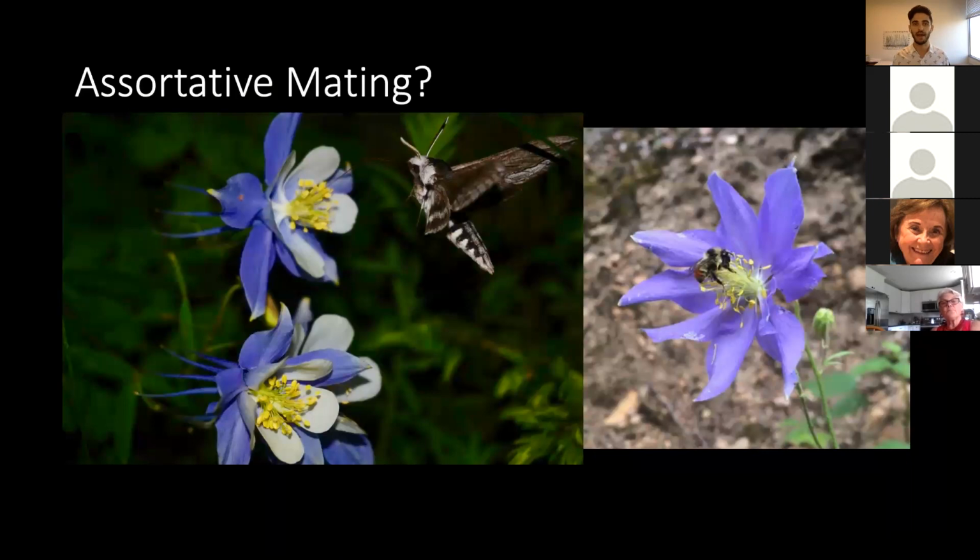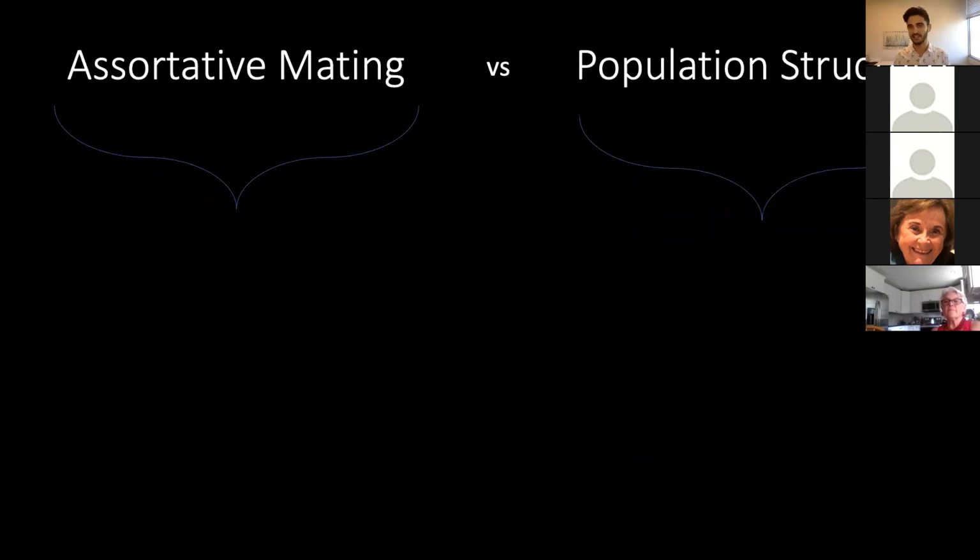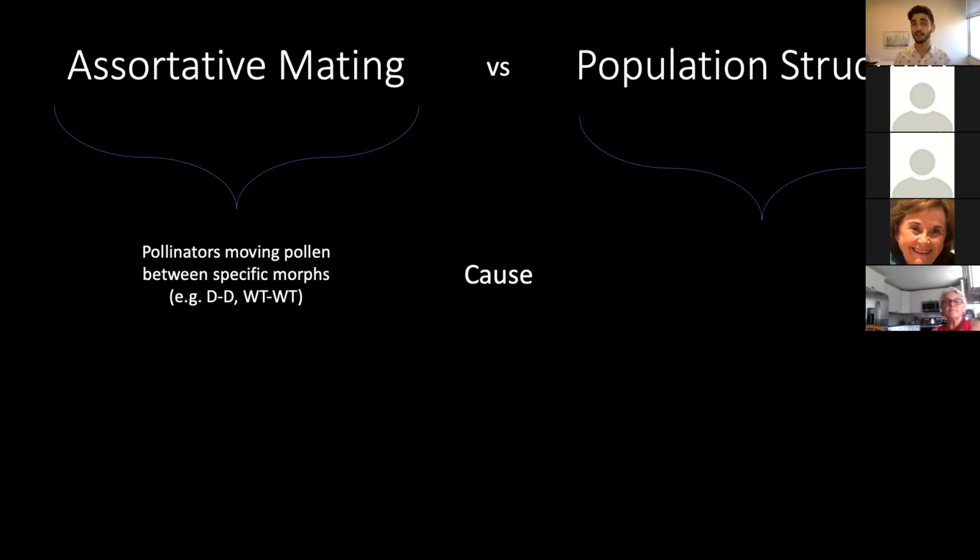So how can we look for patterns of assortative mating with the data that we have? Well, we have a slight issue. Assortative mating is driven by pollinators that are moving pollen between specific morphologies, dahlia to dahlia, wild type to wild type. And the result here is going to be an overall lack of heterozygosity, a lack of heterozygotes. But if we're looking at a population with such a fine scale lens, so close at such a specific area, we might also run into this issue of population structure.